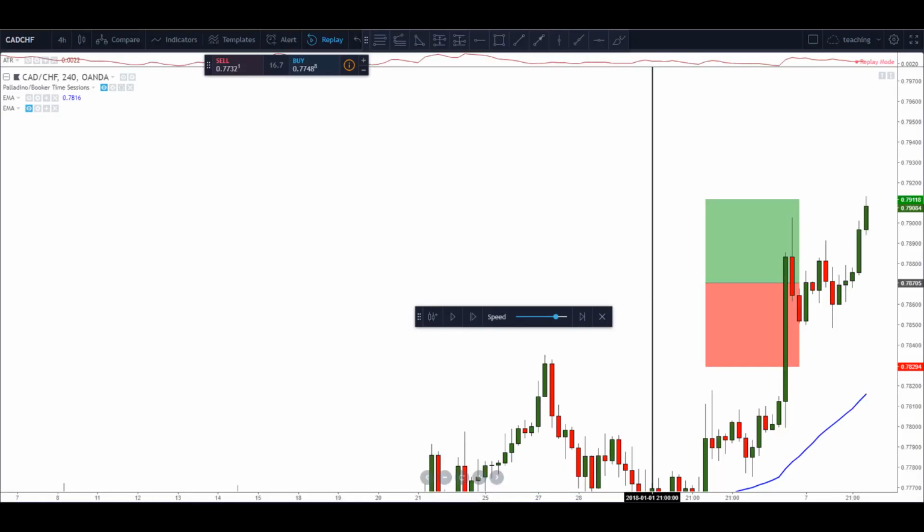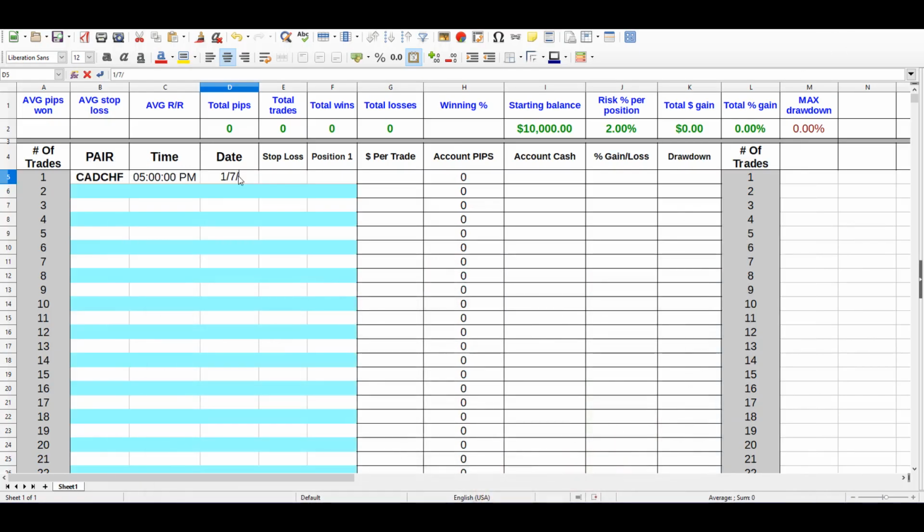And I'm normally doing this with 2 separate monitors, which makes this process a lot faster. But if you don't have 2 separate monitors, you will just have to switch back and forth. This trade was placed on 1/7, which is 2018, January the 7th. So we'll go back over and we'll do 1/7/2018. Our stop loss we know was 41 pips. Our target was a win of 41 pips. And that's how we would go ahead and plug these numbers in after looking at the trade on the chart.